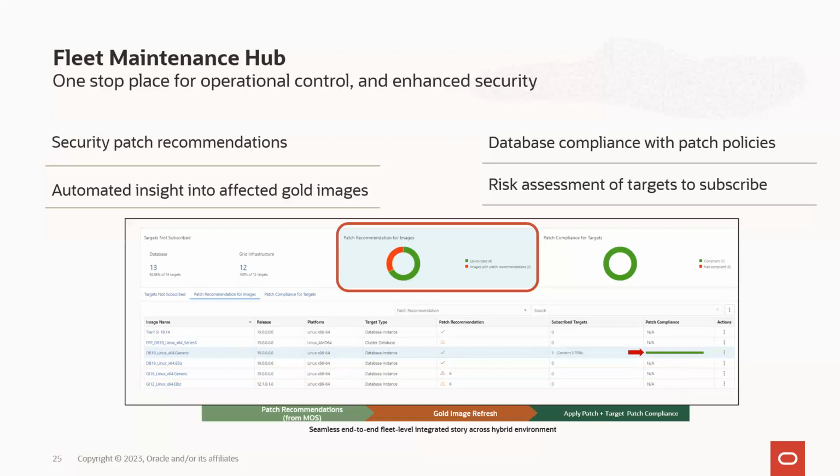It will also show you target patch compliance graph. If you see any red, it essentially means some targets are affected because of the released CPU. You can use the action menu item to apply the patch to these affected targets once the corresponding gold image is refreshed with all required patches. So this is one-stop place, giving you single pane of glass view for security patch recommendations, insight into vulnerabilities, and workflow to apply those patches to keep your assets secure.